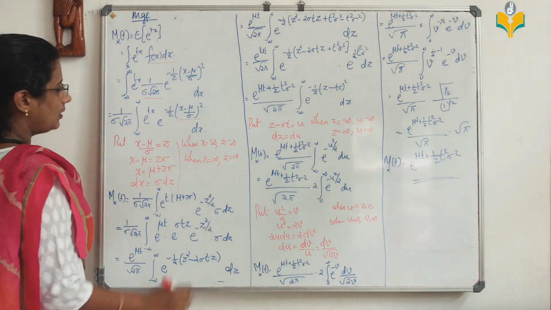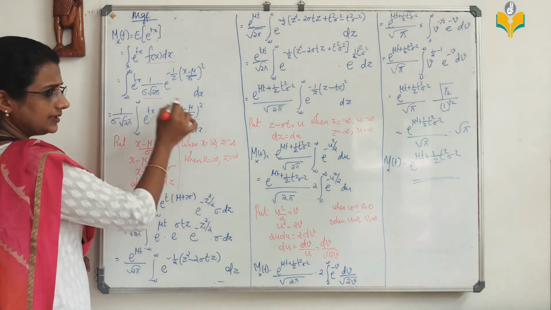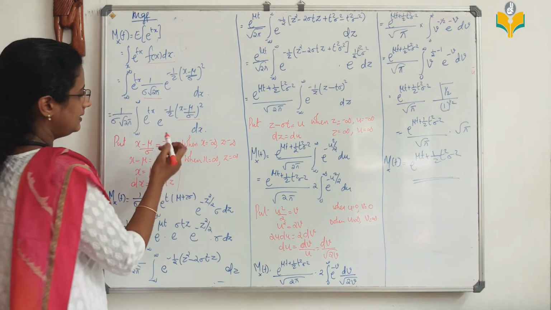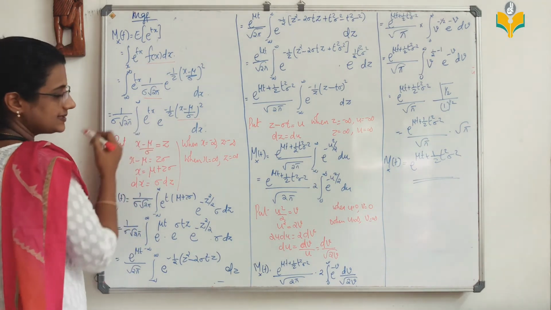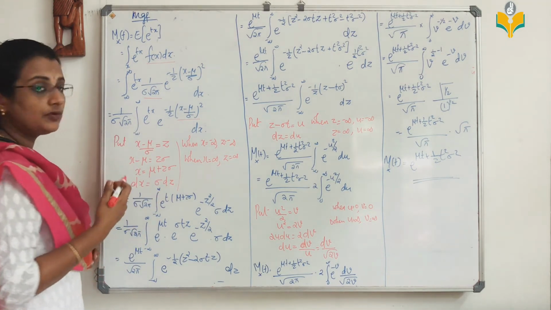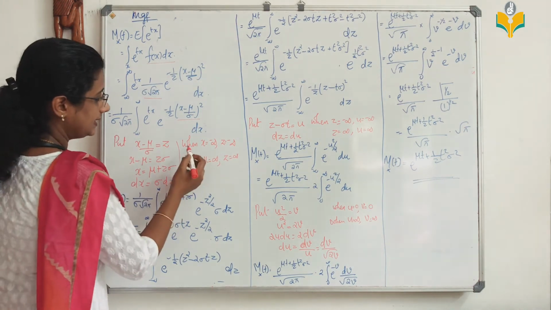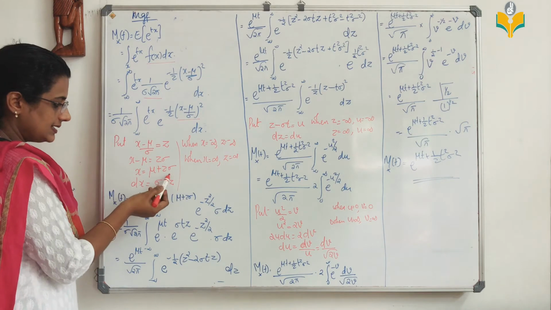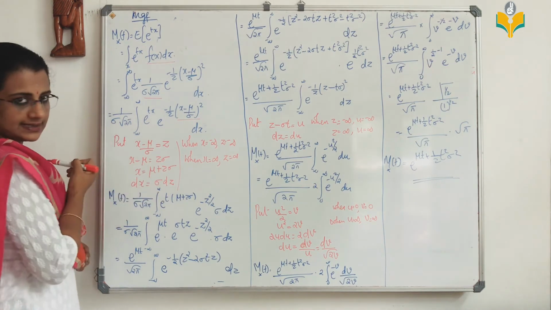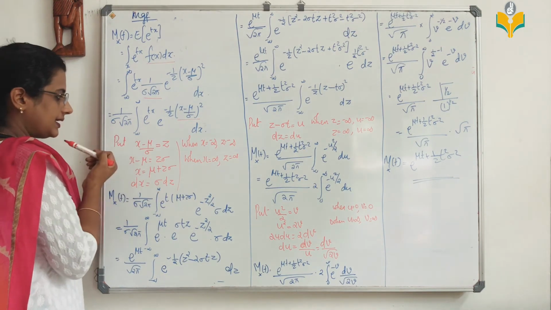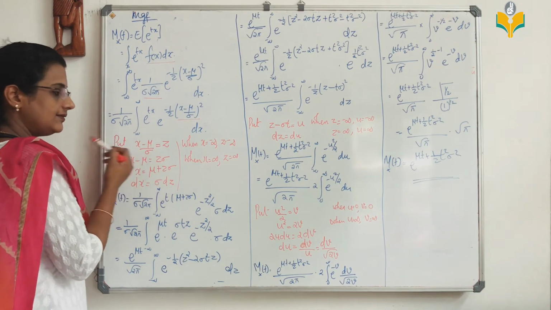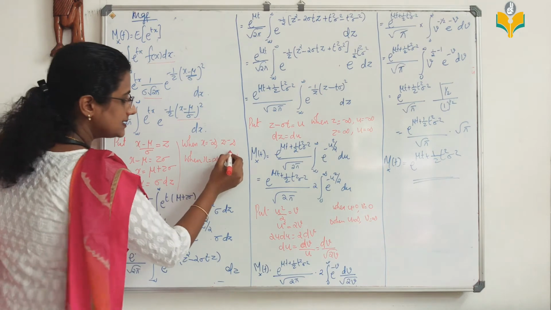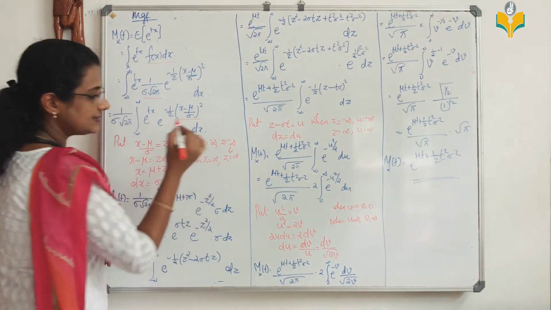Now this is a term in the variable x, and we want to change the variable x to z. x ranges from minus infinity to infinity, so we want to find the range of z. When x equals minus infinity, z also becomes minus infinity. When x equals plus infinity, z also becomes plus infinity. That is, z ranges from minus infinity to plus infinity.